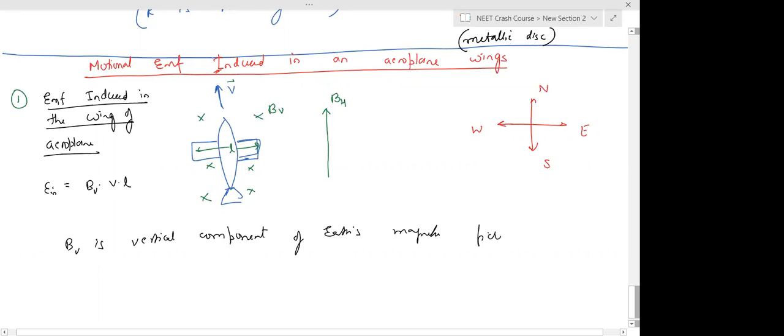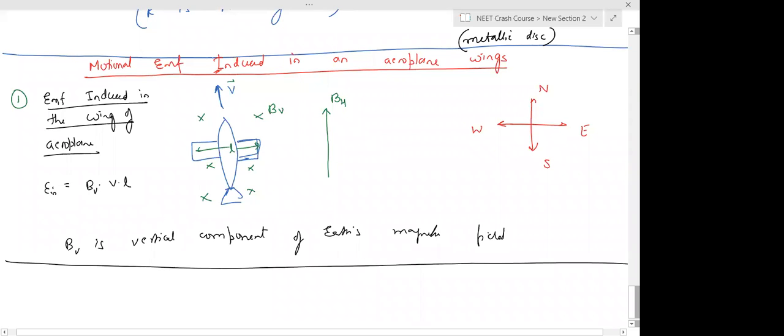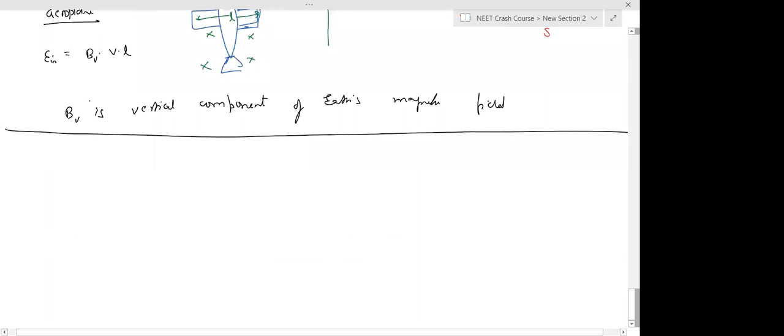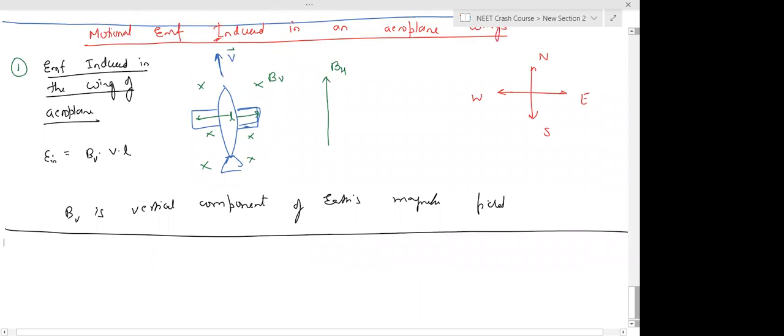Even when it is going from east to west direction, there will not be any EMF induced due to the horizontal component, because now the velocity will be parallel to the length of the wing. The EMF induced is the same, BVL. All the three components B, V, and L must be perpendicular to each other. So even if it is going from east to west, the EMF is induced because of the vertical component, as the length of this wing will be perpendicular to it. So there will be EMF induced in the wings of an airplane, and that is because of the vertical component only in all these scenarios. Right?